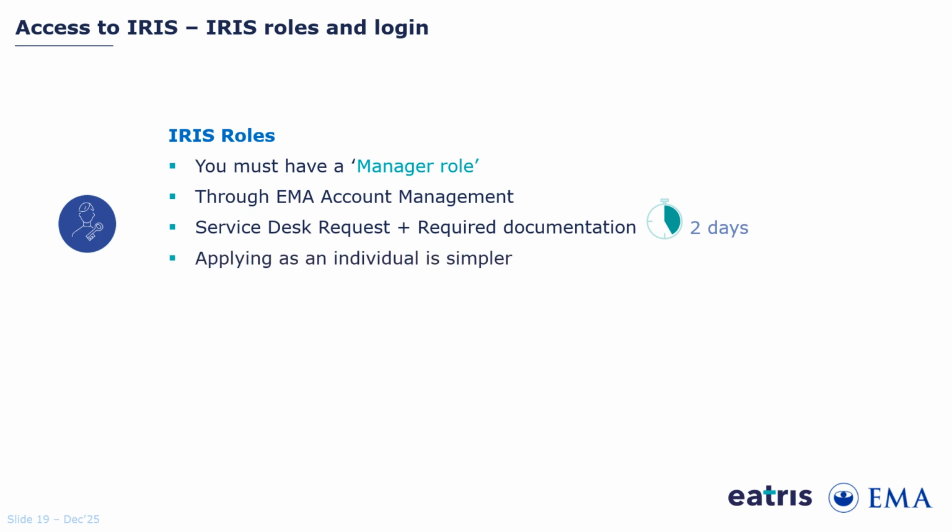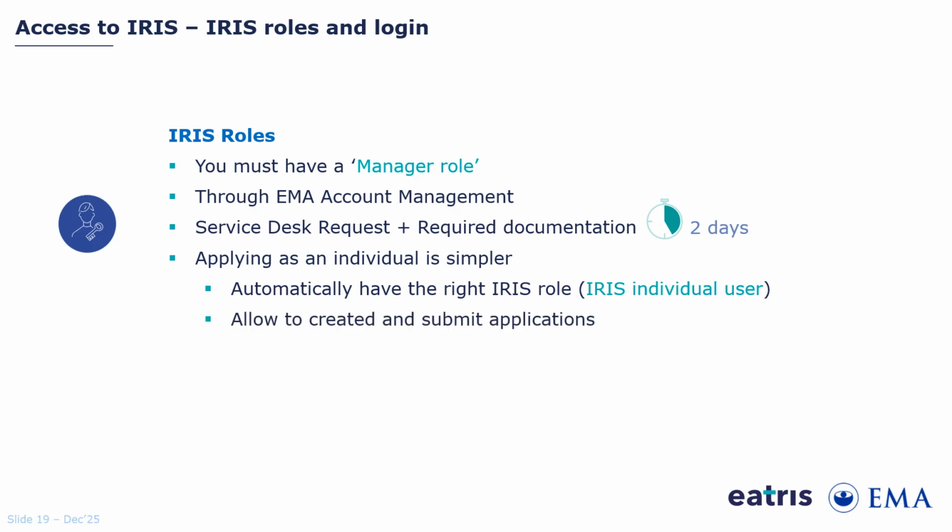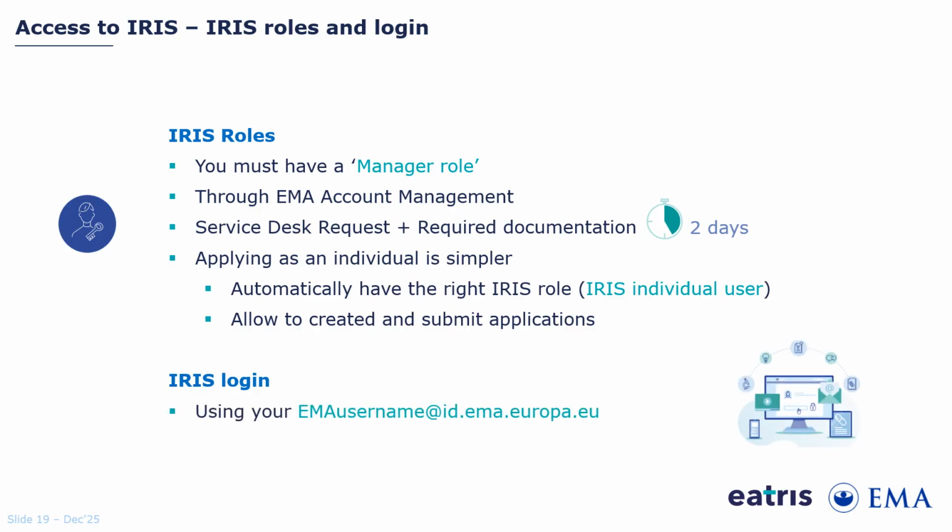Applying as an individual is simpler as you will automatically have the right IRIS role assigned, the IRIS Individual User, which allows you to create and submit applications as an individual. Once your EMA account has been generated, you can log in to IRIS using your EMA username followed by id.ema.europa.eu and your EMA account password. You are now ready to use the platform.